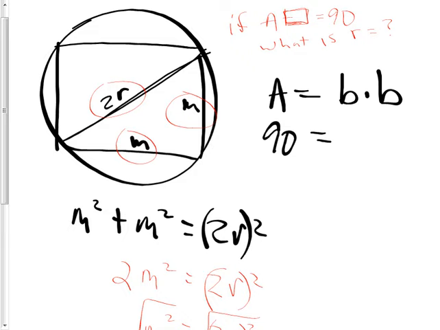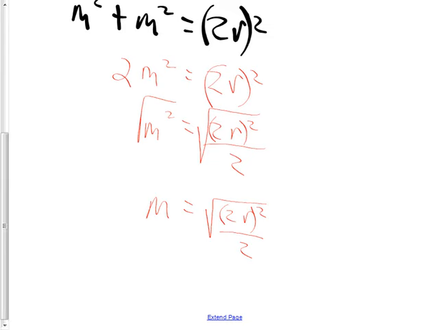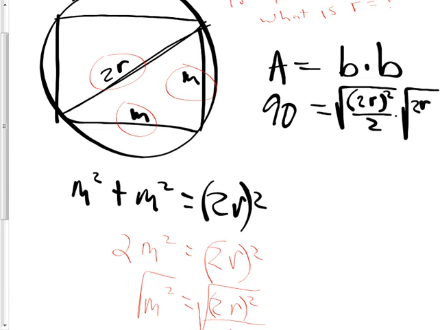The base, I can't say m. That's what I did all this work for. I can say the square root of (2r) quantity squared over 2. And then that's times itself, otherwise known as b squared, right? I could multiply it by the exact same thing here. So 90 is equal to the square root times the square root. They cancel each other out. Very good.